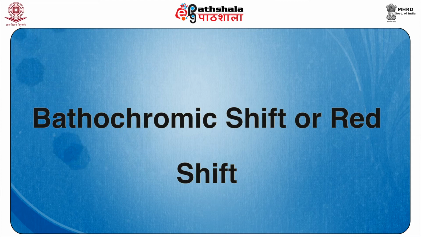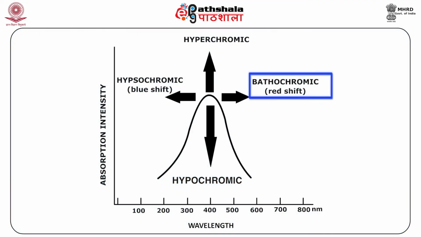Now, coming on to the bathochromic shift or the red shift, as we know, the shift of an absorption maximum towards longer wavelengths or lower energy is called bathochromic shift. It may be produced due to presence of an auxochrome or change in solvent polarity. Because the red color has a longer wavelength than the other colors in the visible spectrum, this effect is also termed as the red shift.